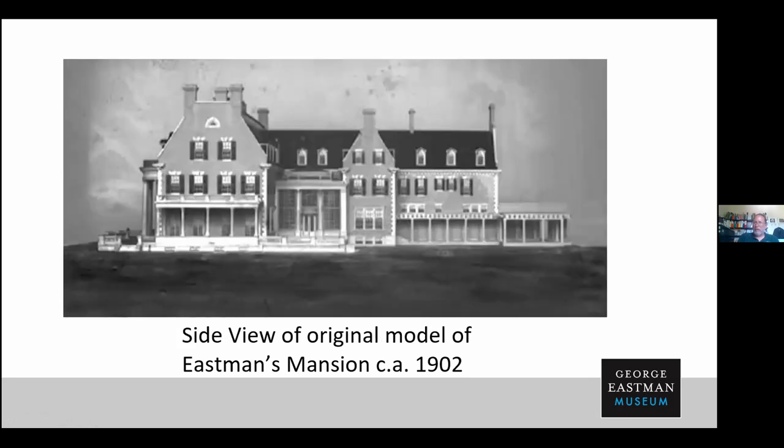Here's a side view. Looks a little closer to what people are used to. Now you have to remember too that this is before Eastman did some of his major construction later on. So the house doesn't look exactly the same. The floor to ceiling windows in the center of the picture, those aren't there. It's a little different. So this was just the model to give him an idea of what he really wanted to do.